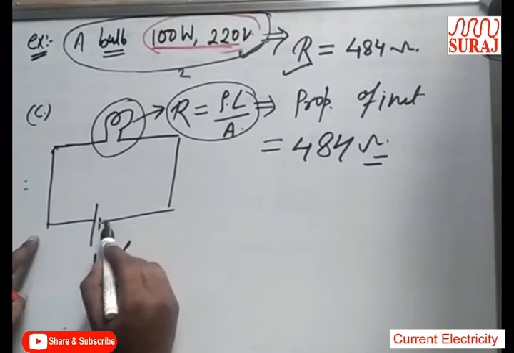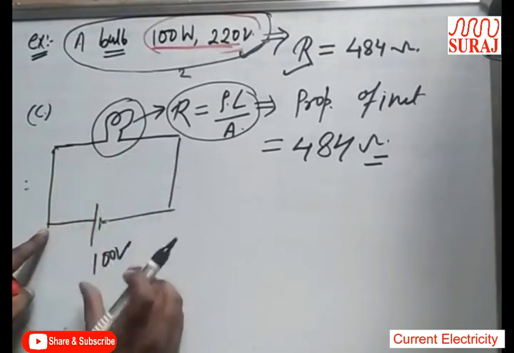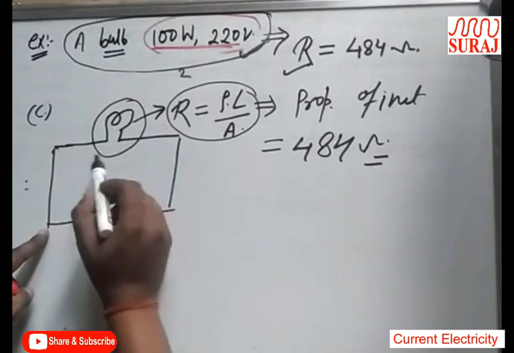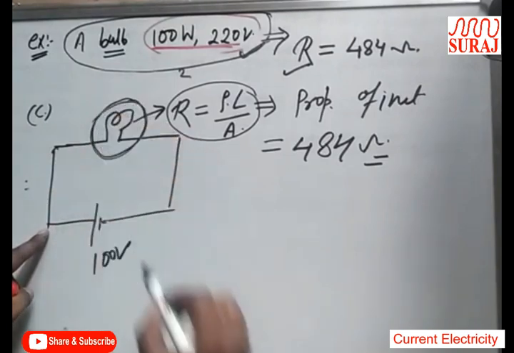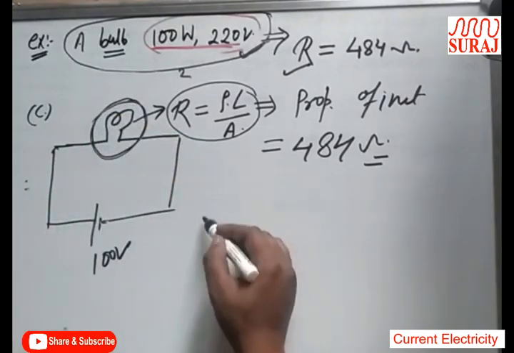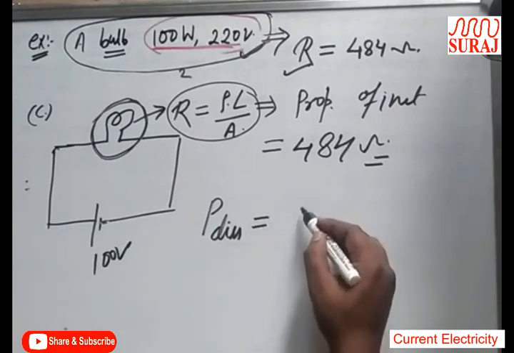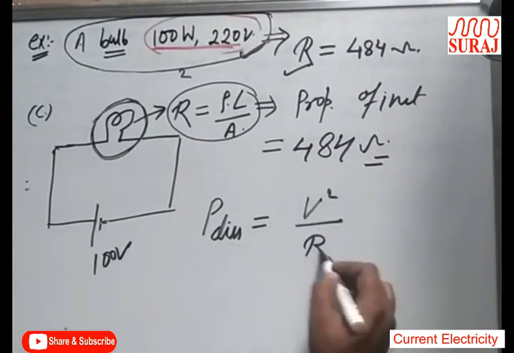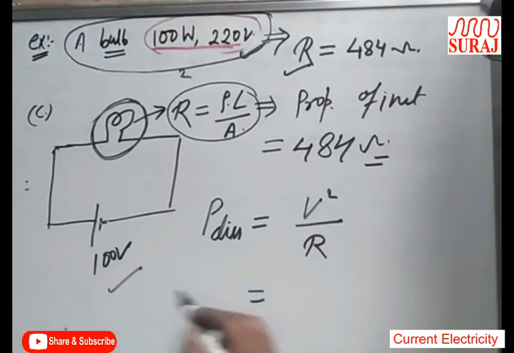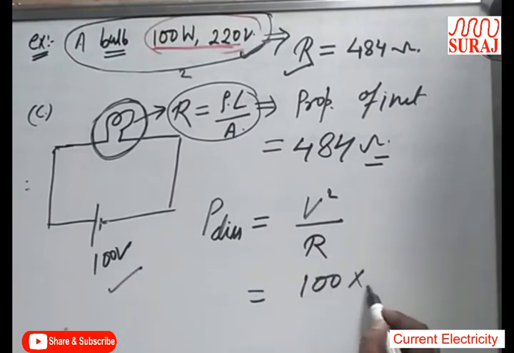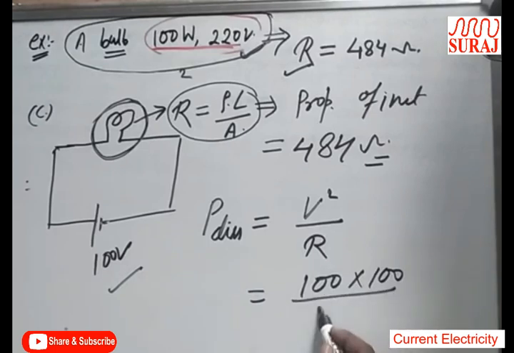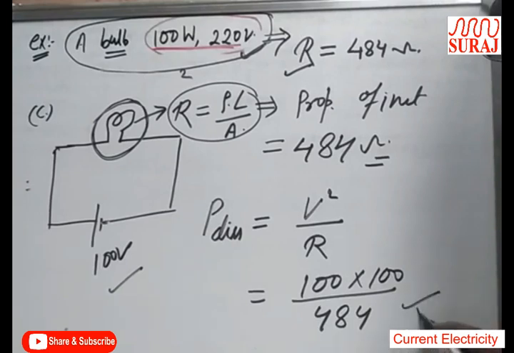If this bulb is connected across the 100 volt, then the complete 100 volt will appear across this bulb. So what will be the power dissipated? It will be V square by R. Now V will be whatever we have connected: V square by 484. So you solve this, you will get the answer.